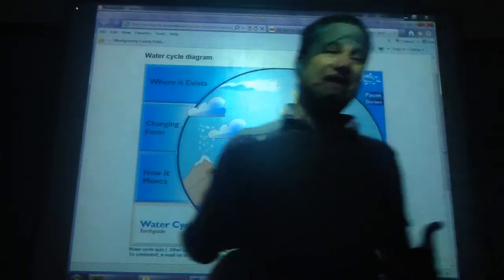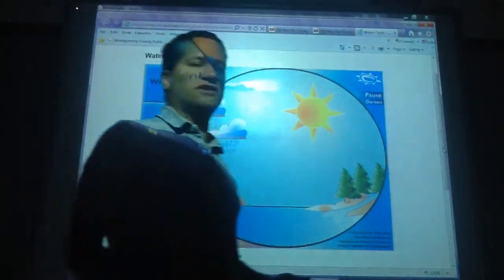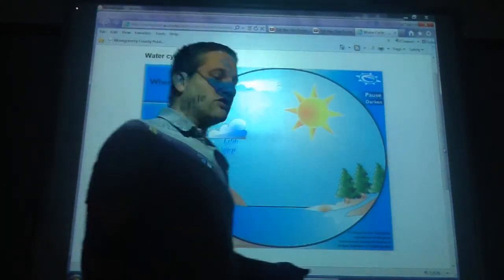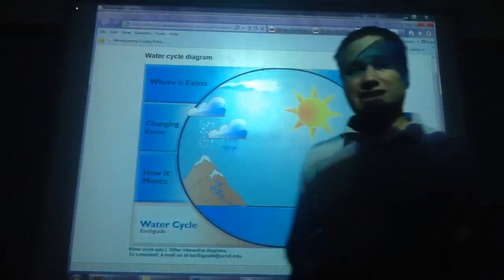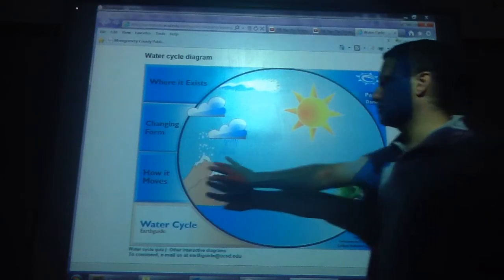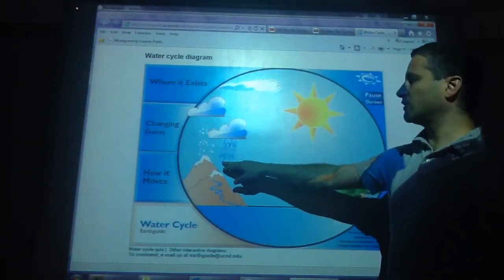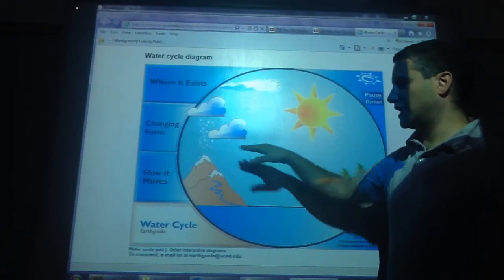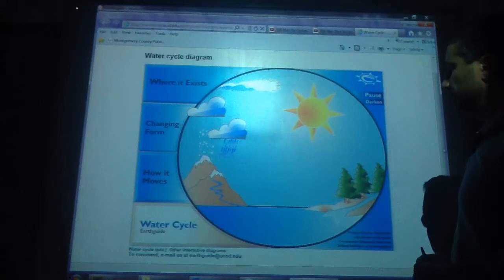One thing about any cycle in nature, there is no beginning point. There is no beginning of the water cycle. You could start it anywhere, and not only that, but evaporation can occur here, it can occur here. Even as water is falling in precipitation, some of it can evaporate. So it's something to keep in mind.